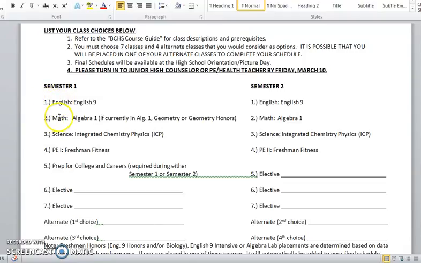Again, English, math, and science is going to be by placement. Likely the majority of you will be taking English 9, Algebra 1, and Integrated Chemistry Physics. Some of you may be placed in a different honors or intensive English class. Some of you who are currently taking Algebra 1 will be forwarded on to Geometry or Geometry Honors, and some of you may be taking either Biology or Earth Space Science for your science recommendation.